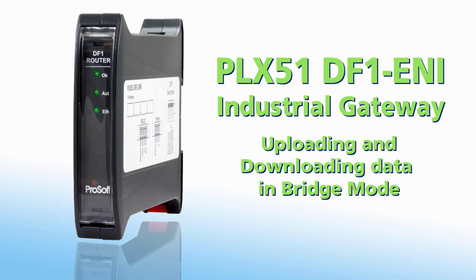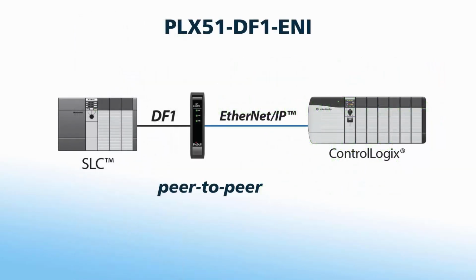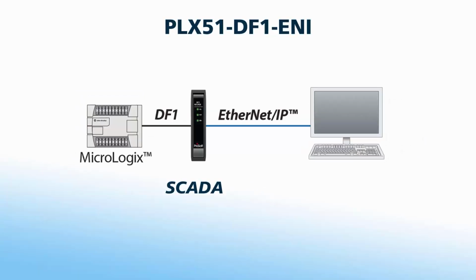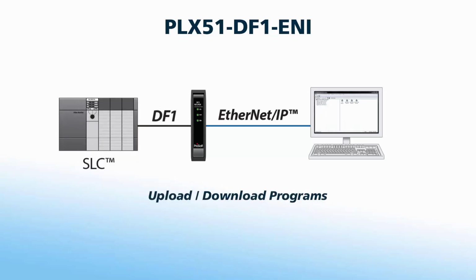The PLX51 DF1 ENI router is designed to aid in the process of integrating newer hardware platforms that support Ethernet IP to existing DF1 networks. The PLX51 router can facilitate peer-to-peer communications between PLCs or SCADA systems on Ethernet and DF1, as well as enable uploading and downloading programs to those PLCs for those platforms.